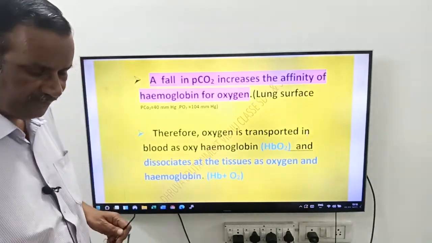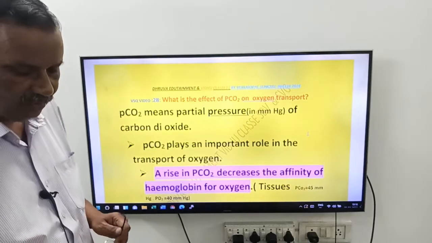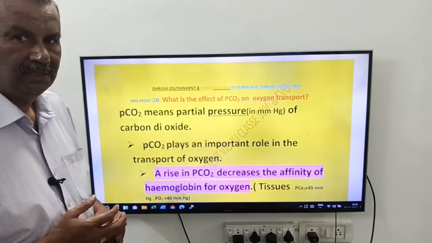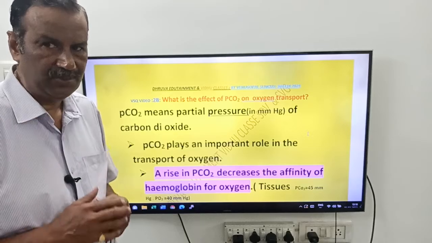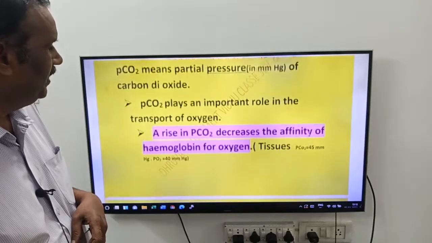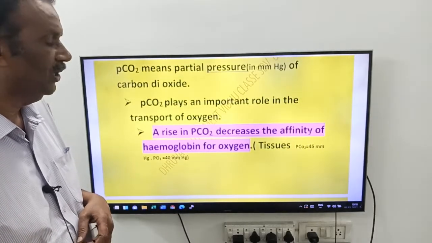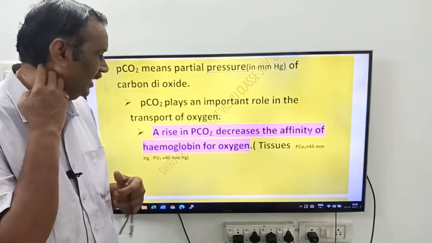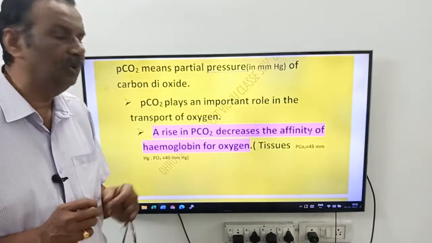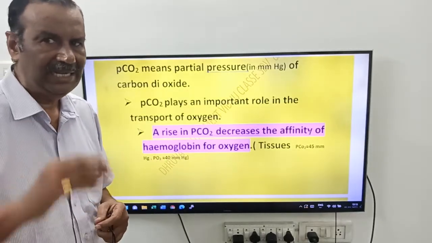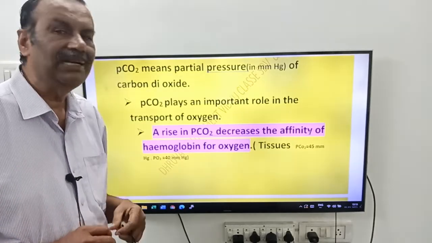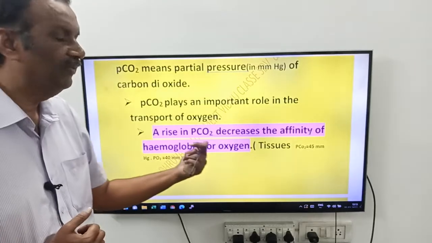Once again, what is our question? What is the effect of pCO2 on oxygen transport? pCO2 means partial pressure of carbon dioxide. pCO2 plays an important role in the transport of oxygen. First point you have to write: a rise in pCO2, a rise in partial pressure of carbon dioxide, decreases the affinity of hemoglobin for oxygen.